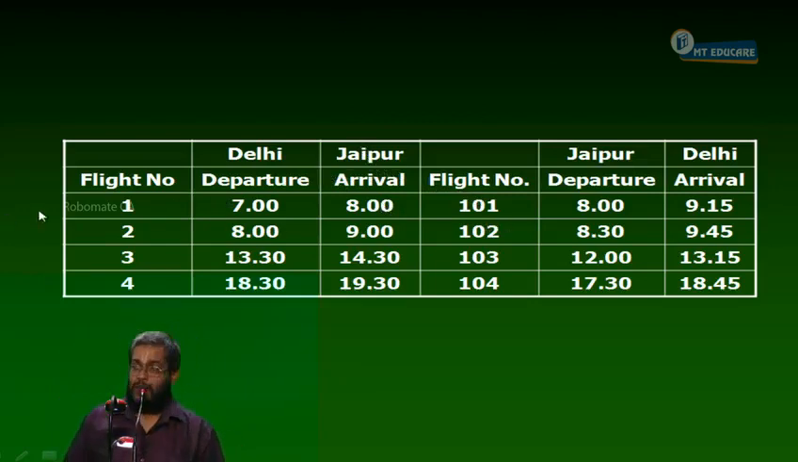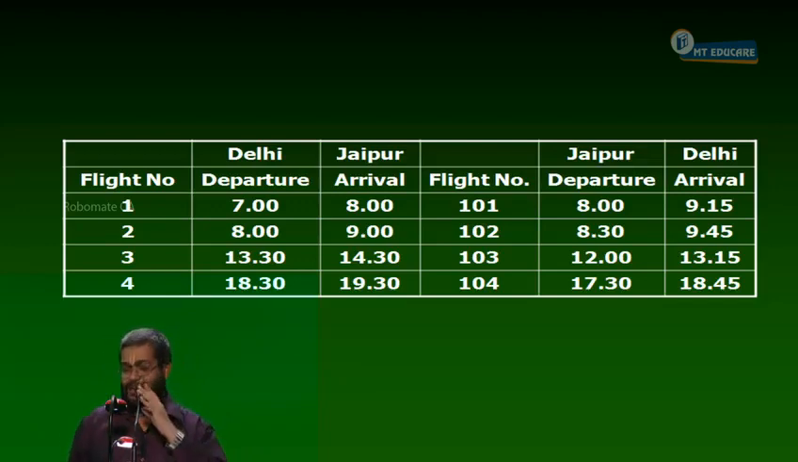Suppose I pair what? 1 and 101. So, flight 1 reaches Jaipur at what time? 8 o'clock. Flight 101 starts from Jaipur at what time? 8 o'clock. His return flight starts at what time? 8 o'clock. His stay in Jaipur is how many hours? Zero hours. There's a flight landing and he jumps to the other flight. Pass or not pass? 8 o'clock landing, 8 o'clock take off. While landing itself, like a Superman, he cannot jump.